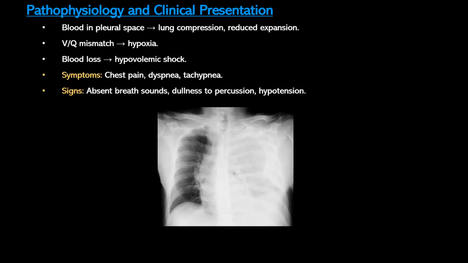The pathophysiology of hemothorax involves blood accumulating in the pleural space, compressing the lung and reducing its ability to expand. This leads to ventilation-perfusion mismatch, causing hypoxia. Significant bleeding into the pleural space can also result in hypovolemic shock as blood loss reduces circulating volume.